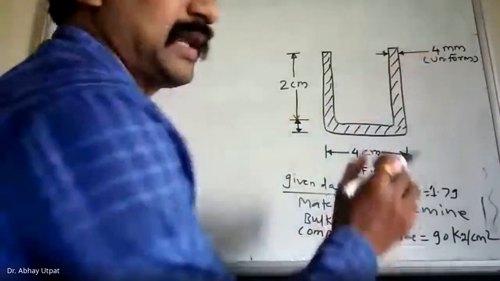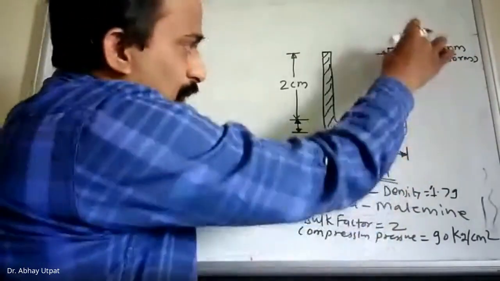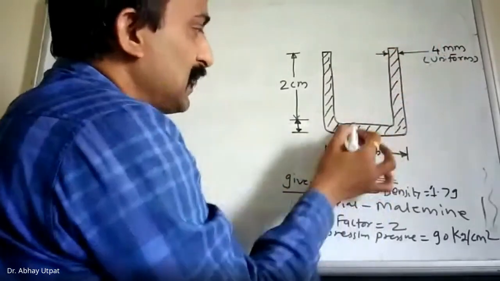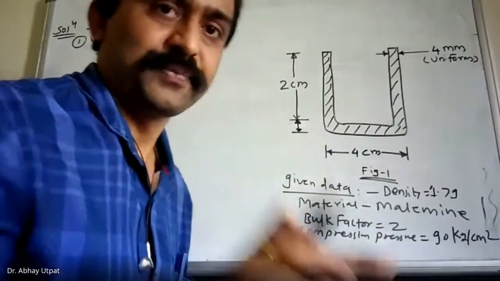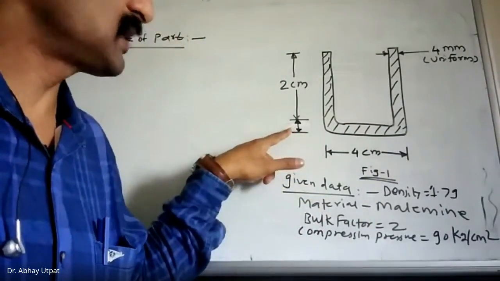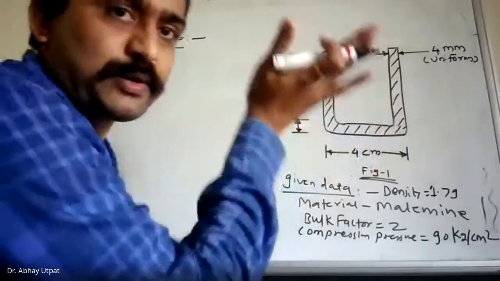Everybody please look at the figure. This is uniform. What is the meaning of uniform? Uniform means throughout it is 4 millimeter. So if this is 4 millimeter, this will also be 4 millimeter. 4 millimeter means 0.4 centimeter. Very good, Ajinkya. So 0.4 centimeter, I will divide this part into 2.